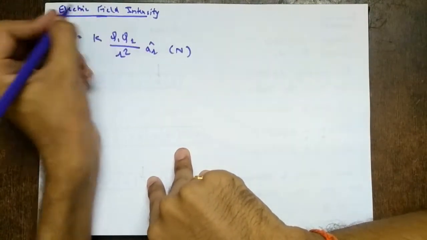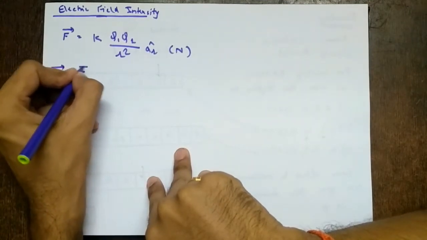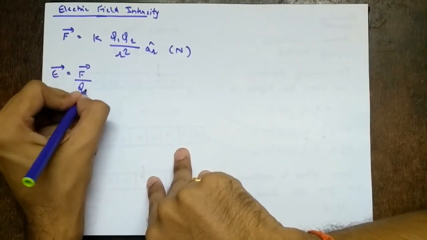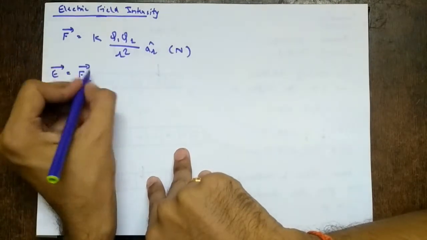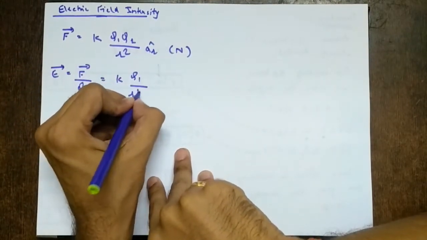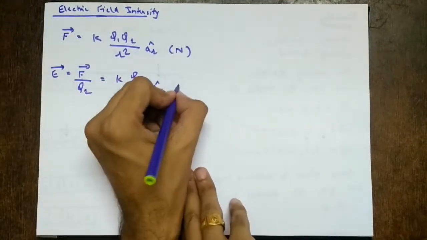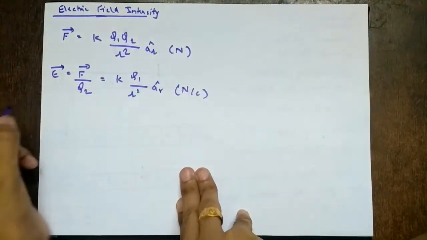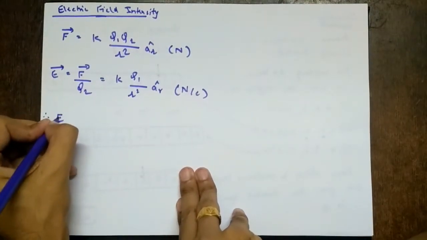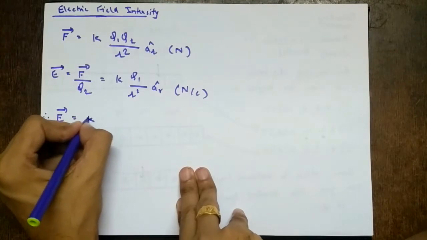Now what is electric field intensity? It is nothing but force per unit charge. So let's say I take this Q2 here. What will you get? K Q1 upon R square, AR cap. Now it is per unit charge. So what will the unit become? Newton per Coulomb.